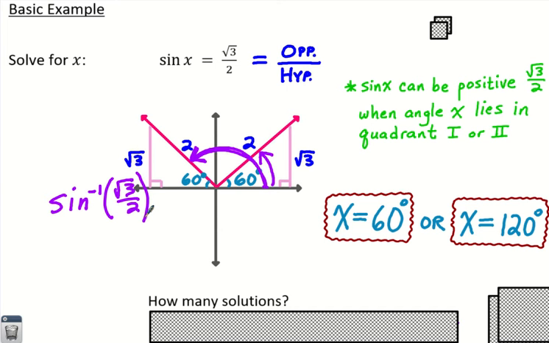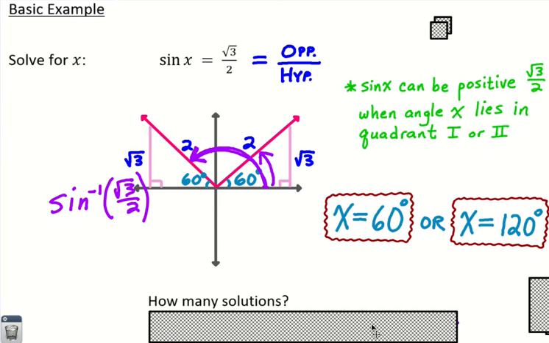But here's the thing. That's cheating. That's kind of cheating in a way. But more importantly, way more importantly, I don't think the calculator will give you both of these answers. The calculator is only going to give you one of those answers, probably the 60 degrees. But that's just assuming that there's only two answers. Look down here. How many solutions are there?